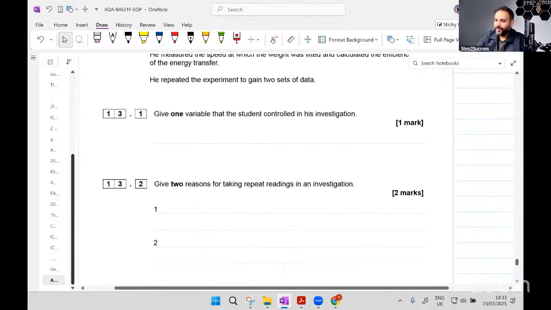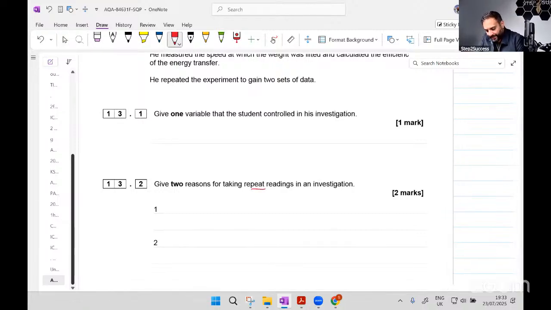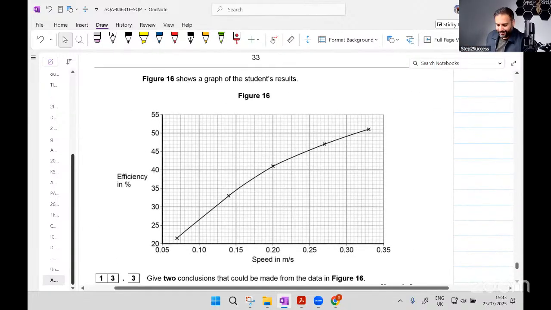Two reasons for taking repeat readings in an investigation. One reason for taking more than one reading is always to calculate a mean or an average, right? You can't calculate an average with one reading. You've got to do it multiple times. And also to spot or identify anomalies. If you do an experiment once and you get it completely wrong, something crazy happens, then you're not going to know if you've only done it once. But if you've done it 10 times, then the one that went wrong, you'll see because it'll be way different from all of the other results. So that's that. Here are the results.